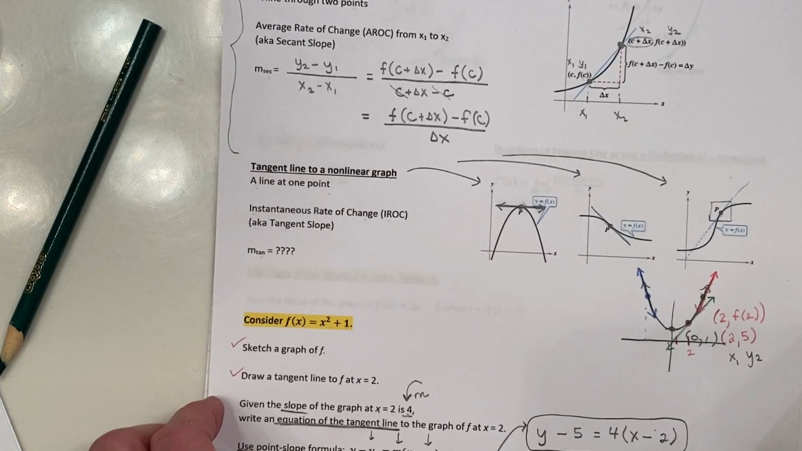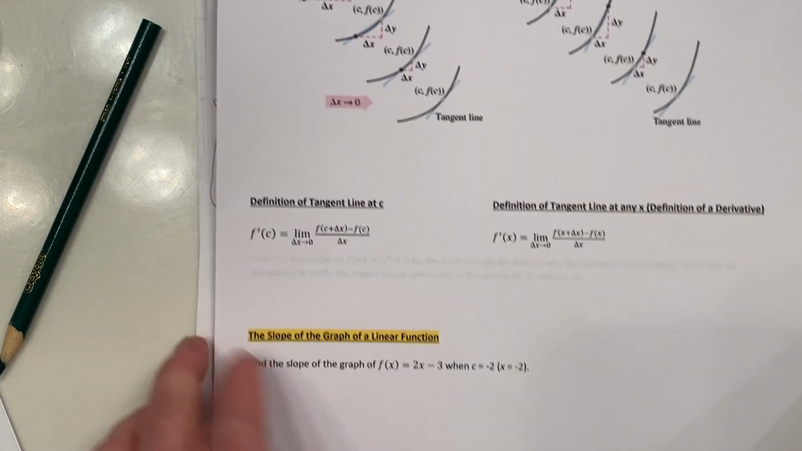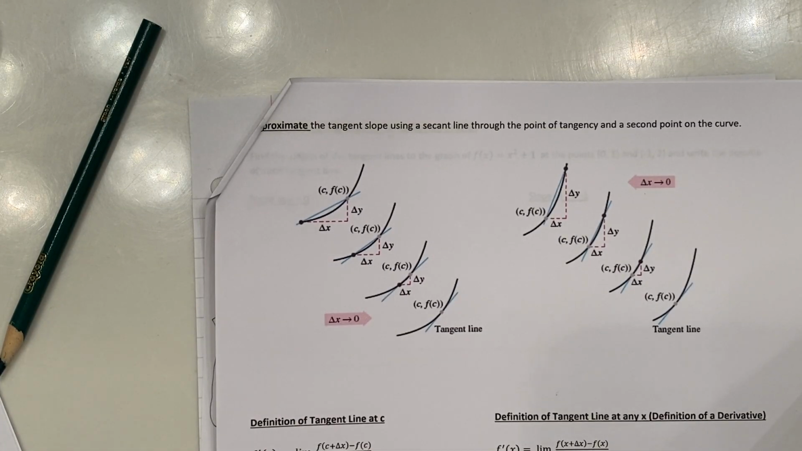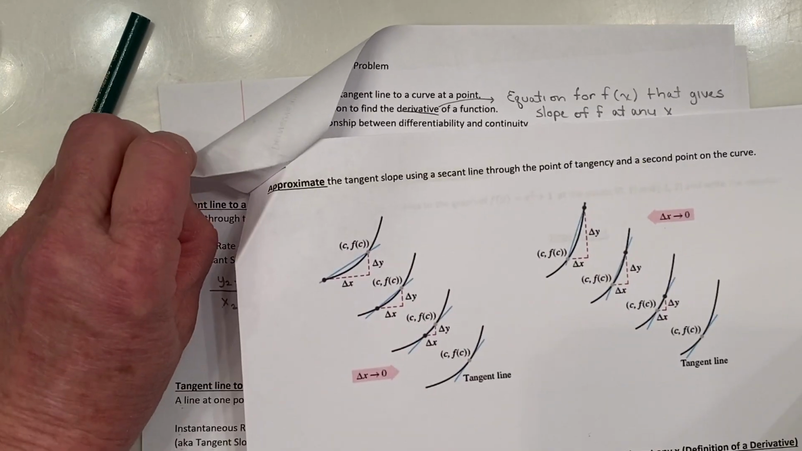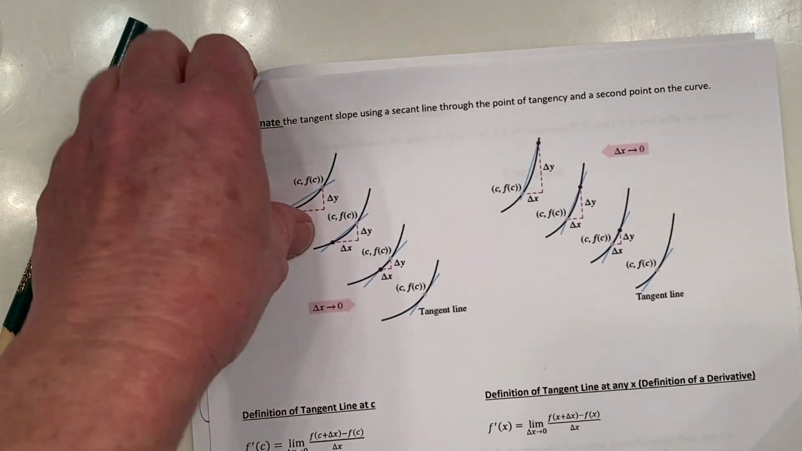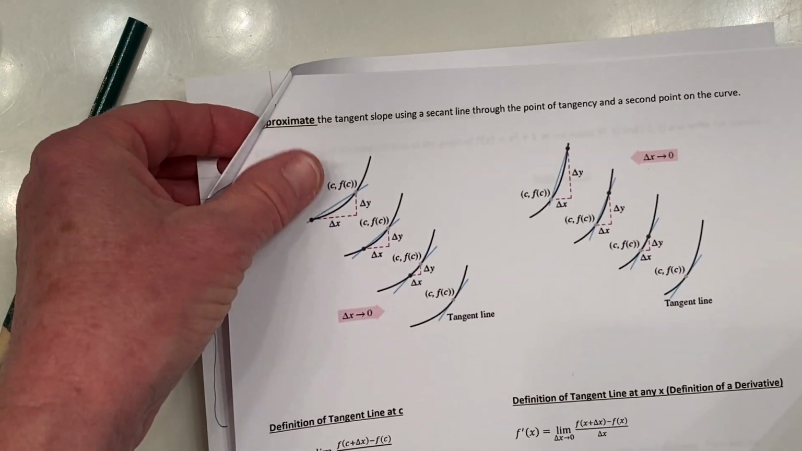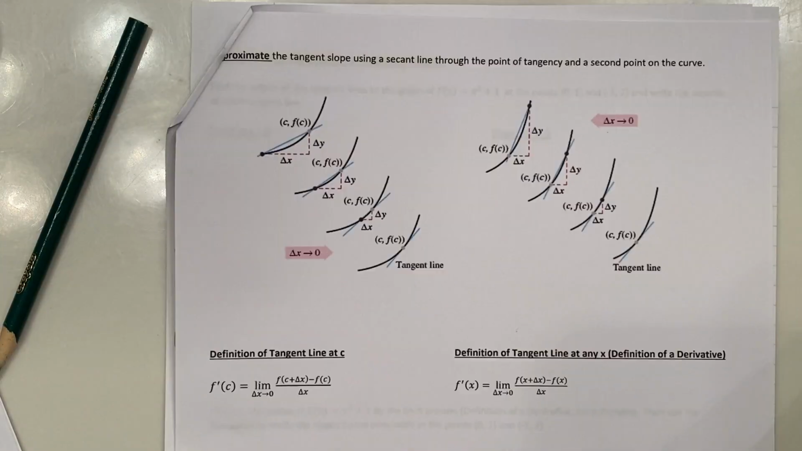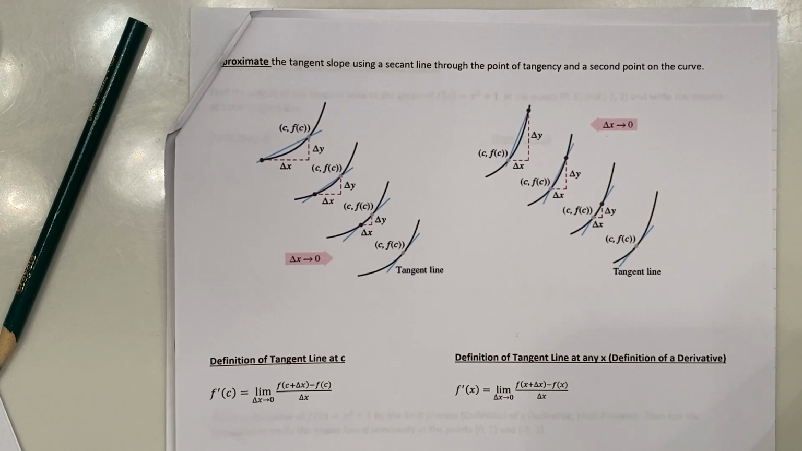All right, so continuing looking at slopes. All right, this says approximate the tangent slope using a secant line through the point of tangency and a second point on the curve. So again, our main problem is how do we find the slope of a line when I only have one point? Well, what we're actually going to do is create 2 points and then use our study with limits that we were working with earlier to help us find the slope of a tangent line.